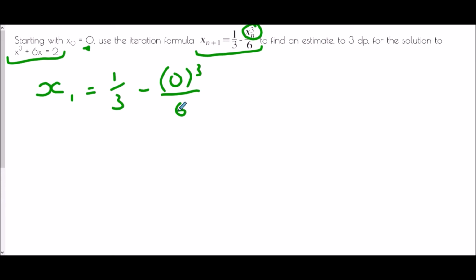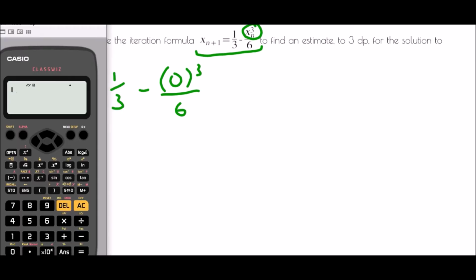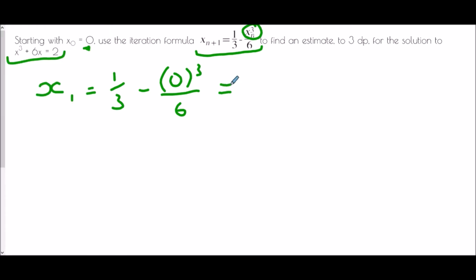And all I'm going to do is I'm going to grab my calculator and type that in exactly. So 1/3 take away brackets 0 cubed over 6, and I get an answer of a third. Now a third is the exact answer, but we are looking for an estimate to 3 decimal places, so I actually want that as a decimal. It's going to be 0.33333 on and on forever. Now that is only the first result. I want to try and improve on that answer by performing the iteration again.